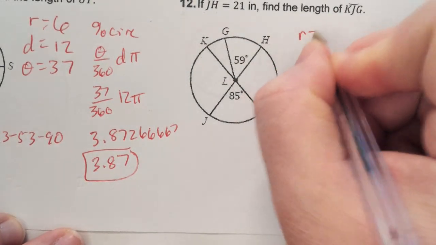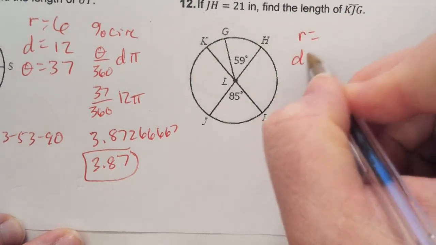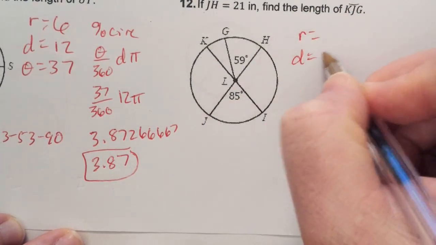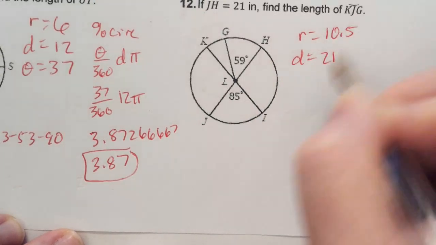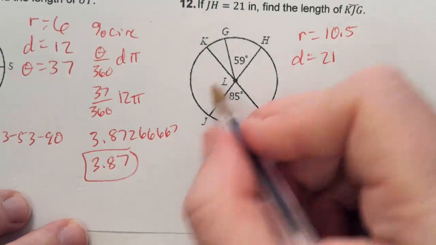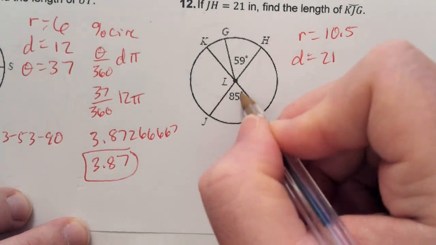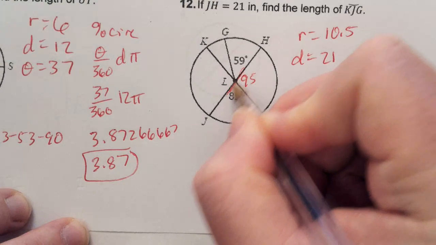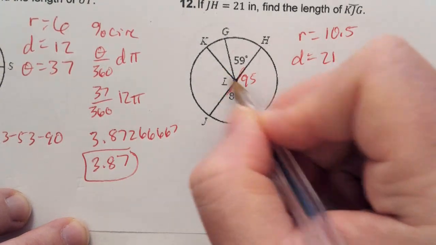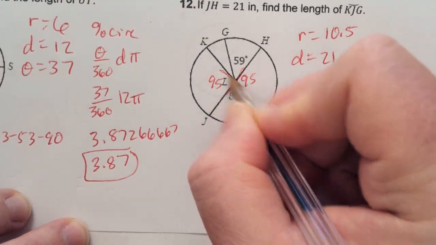Okay, and the last problem. Your radius and your diameter. J to H, that's all the way across, is 21. So divide that by 2, your radius would have to be 10.5. Now your theta. If this is 85, then this would have to be 95 to complete the straight line. Same thing here. This would have to be 95 to complete the straight line.